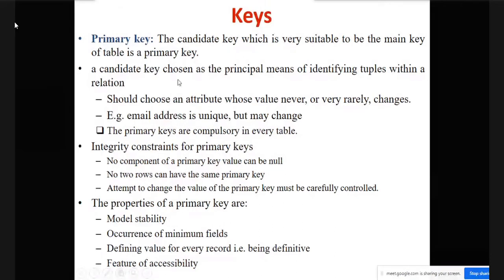The value should not be changed for the candidate key. That will be the perfect primary key. Okay. Now, if I say the email address of the student, I want to take it as a primary key, right? Correct. Every email ID is unique.